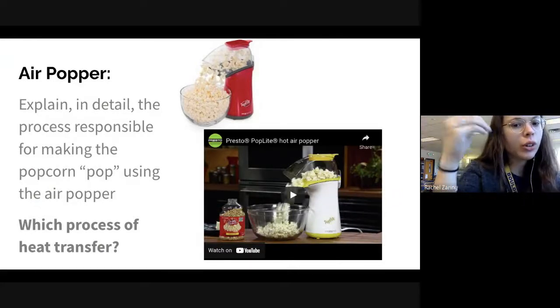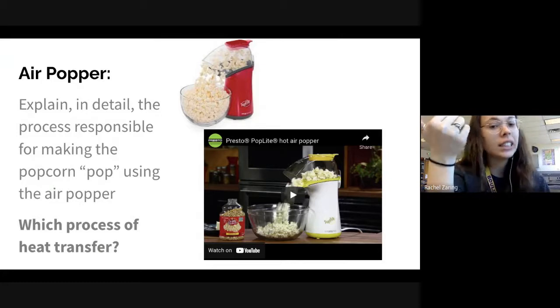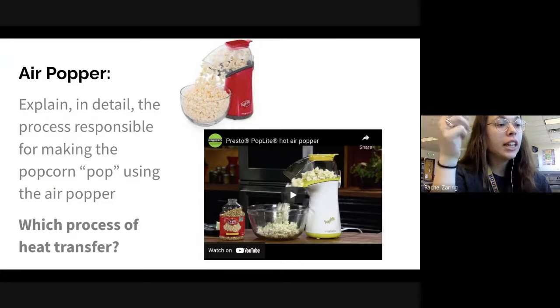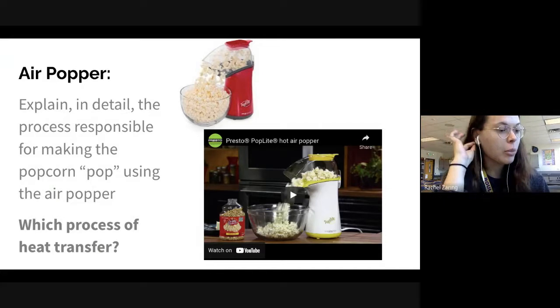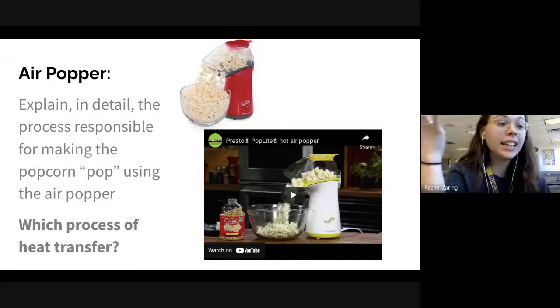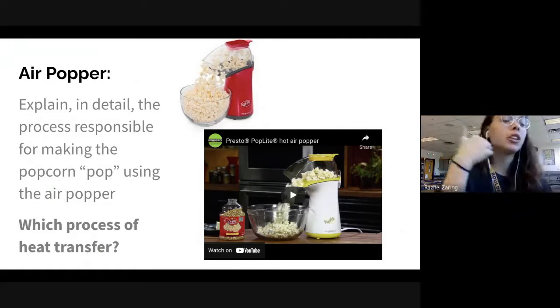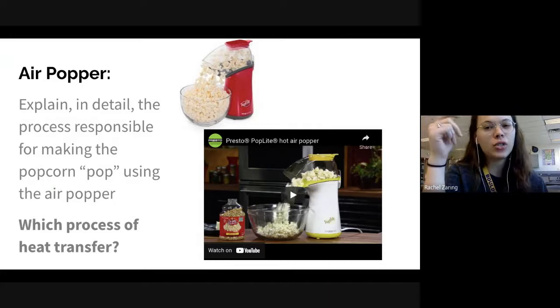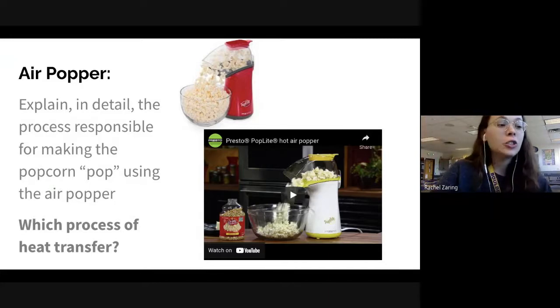So you'll notice that there's three spots for you on your lab. As we go through and look at each one of these, you're going to identify which process of heat transfer is used to make the popcorn kernels pop. And you're going to explain in detail the process responsible for making that pop. So the first one will be our air popper here. And when I say in detail, I want you to talk about heat transfer, and I want you to talk about the air molecules and how that heat transfer is actually happening related to the specific type that you're identifying. So just be cautious that I'm looking for some details in these answers.